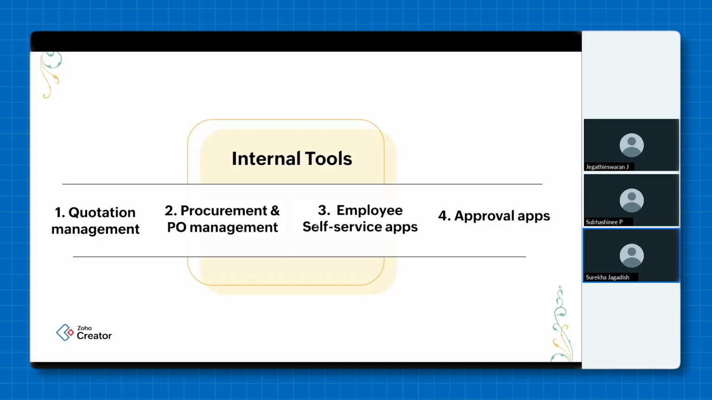Internal tools are those that help your employees or empower your organization from within. A couple of examples here show how you can build these custom applications on Zoho Creator and integrate them with Zoho Sign. So you can build your quotation management, procurement, and PO management apps, as well as employee self-service apps such as an onboarding tracker, or an approval management app such as a leave tracker or a vacation tracker within Zoho Creator. So to reiterate, internal tools are those which are used within your organization to empower your employees. And this list is not exhaustive.